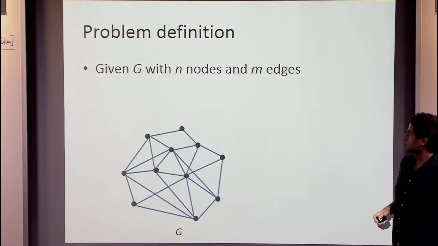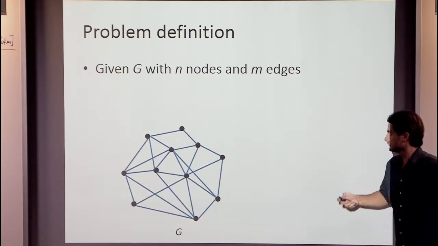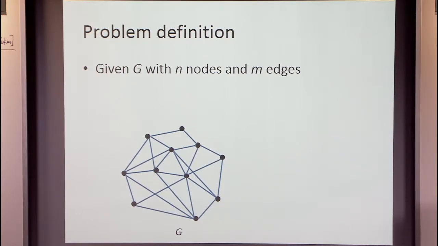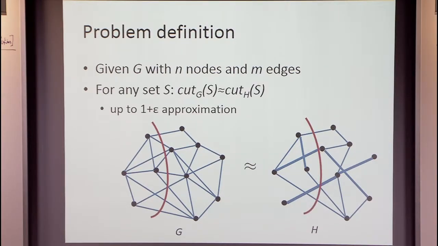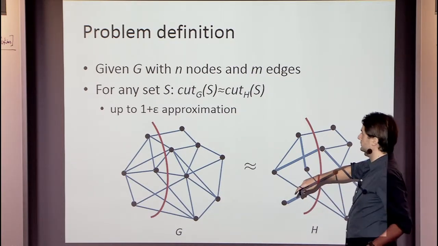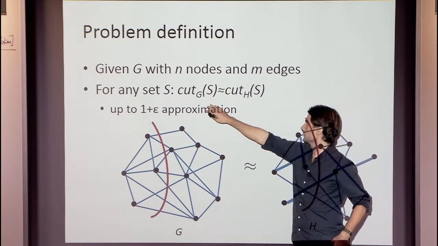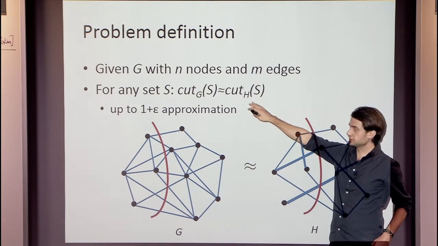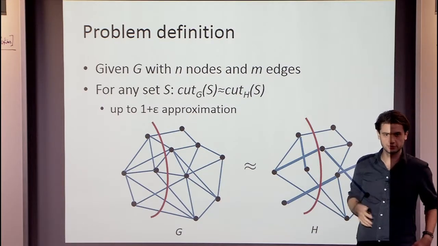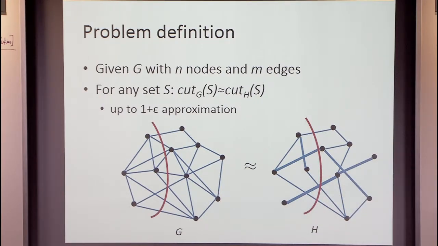All right. So for cuts, I'm sure all of you know the definition, but just to put it on the same page. We have a graph G with n nodes and m edges. We want to construct another graph, which we call H, so that for any set S of vertices, the cut in graph G is roughly approximated by the cut in graph H on the same set, and approximated means we'll think about a 1 plus epsilon approximation. Okay, standard definition of cut sparsifiers.